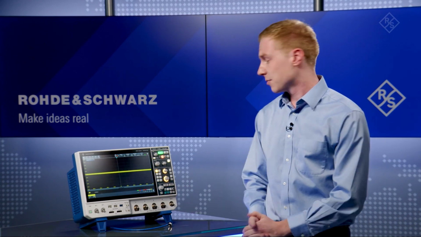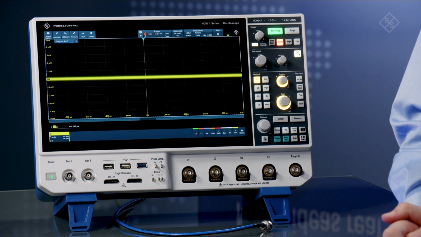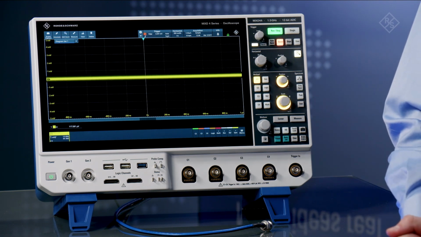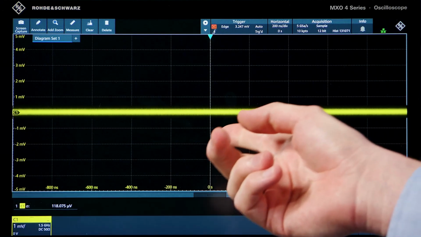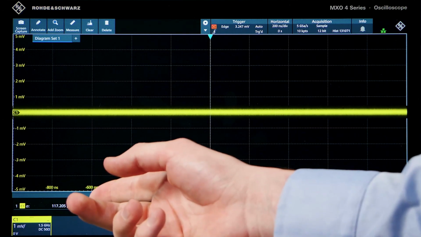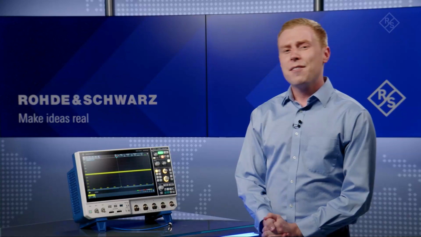Let's take a look. Users often care about noise at the most sensitive vertical settings, and the MXO4 scope has the lowest noise floor in its class, at 1 millivolt per division. We can also add digital measurements, and you can observe the standard deviation of the noise is about 120 microvolts at this particular setting. This is important because a scope can never measure a signal that is lower than its own noise floor. Now, let's look at an example.